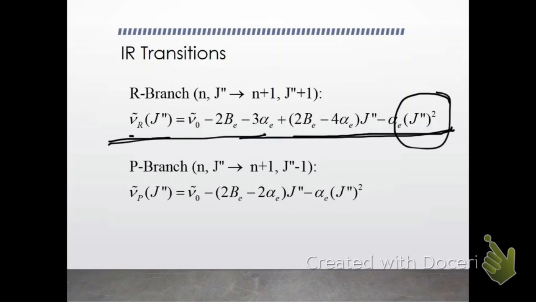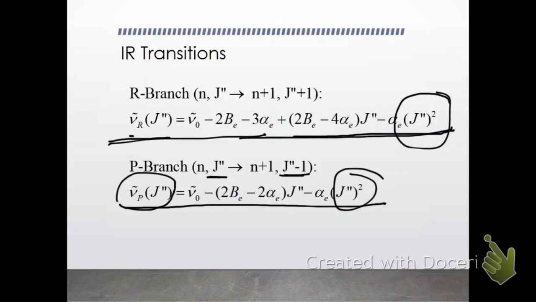In the P branch, of course, the only difference is we're going from J double prime to J double prime minus 1, so the equation looks a little bit simpler. And again, we'll note that it's quadratic with respect to J double prime. So again, taking our data, our wave numbers from our IR spectrum and plotting it versus J double prime will allow us to extract parameters.